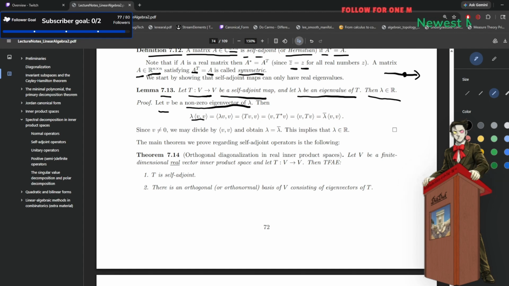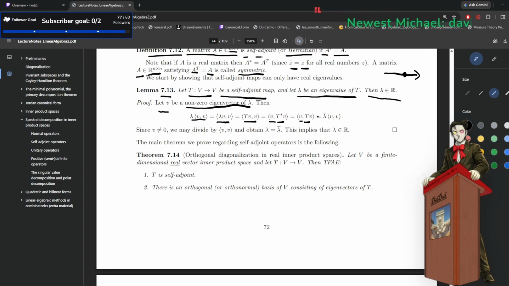Then lambda times the inner product of V with itself is the same as the inner product of lambda V with V, which is the same as the inner product of T V with V. Then we can move T over to have T star on the other side of the inner product, V with T star of V. And since it is self-adjoint, T star is just equal to T, which is the same as V with T V.